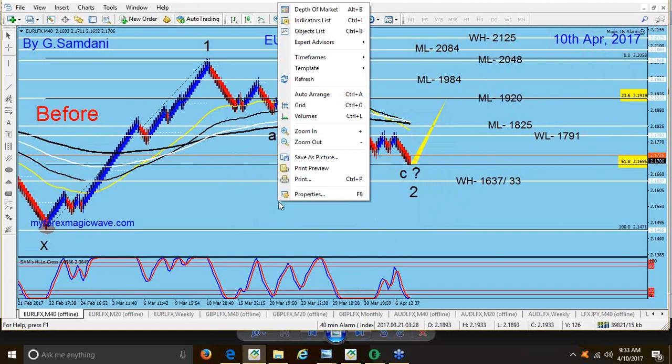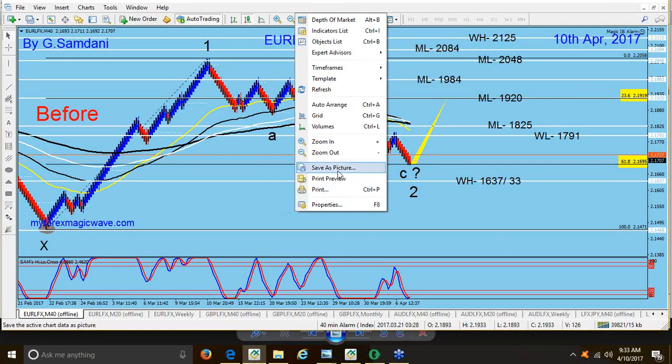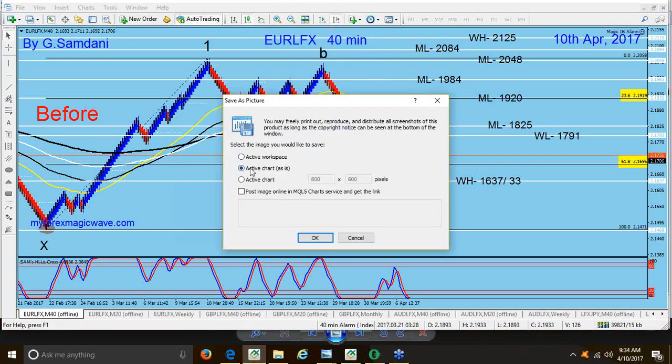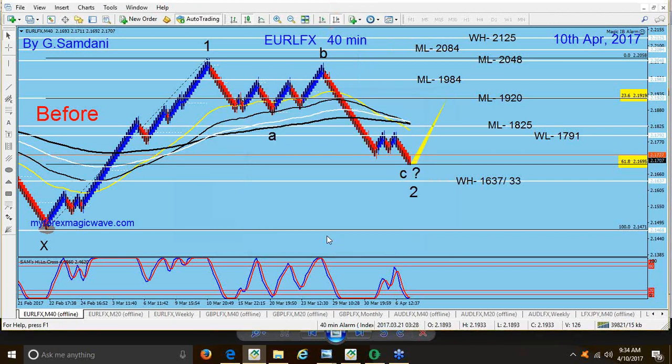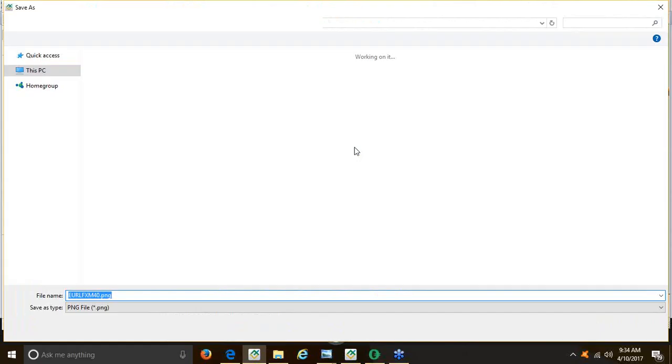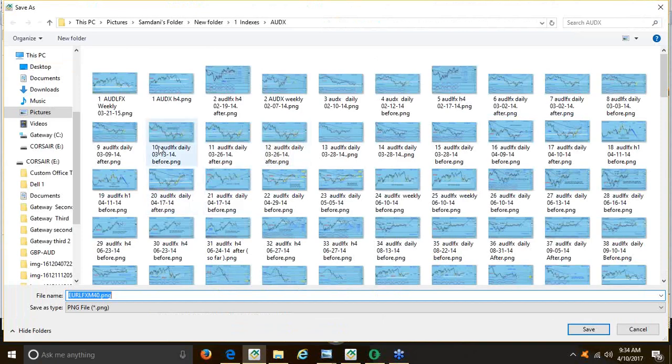Sometimes you have to send me a chart just to show that your chart is different than mine, and I get weird kinds of charts, and sometimes I can't even open them. The easiest and simplest way, so that anybody can open it and see it on a larger scale, is this. You just right click on it and choose save as picture. Make sure you check that it's active chart as is, select this middle option and then go OK. It will ask you where to save it, and you can save it anywhere.